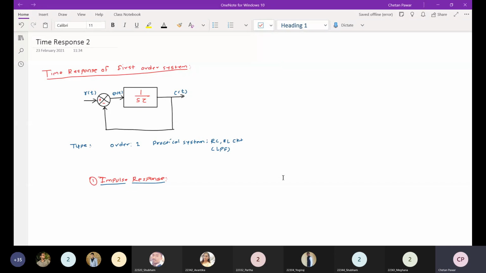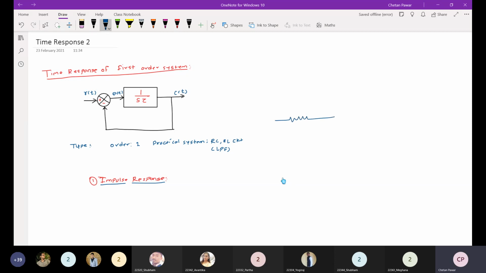So in today's lecture, we will do the time response analysis of the first order system. If you talk about the practical first order systems, that is like RC, RL circuits, like a low pass filter, high pass filters. So if we talk about the practical first order system, that is like RC and RL circuits.